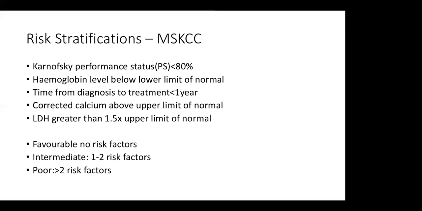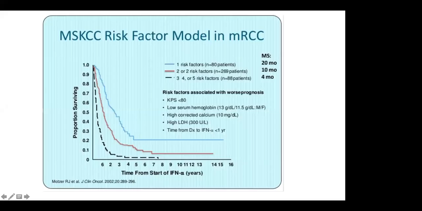So risk stratification wise, a very quick review: Memorial Sloan Kettering, this is something which we have been following, where we look at performance status, hemoglobin level, time from diagnosis to treatment, and corrected calcium and LDH level. So some blood parameters, and then patients are divided into these 3 risk groups. And that has suggested that in the 3 or 4 or 5 risk factors group, the black one, you can just look at the time for survival, proportion of survival. Which means it's a very poor disease, and that is in context of systemic treatment.